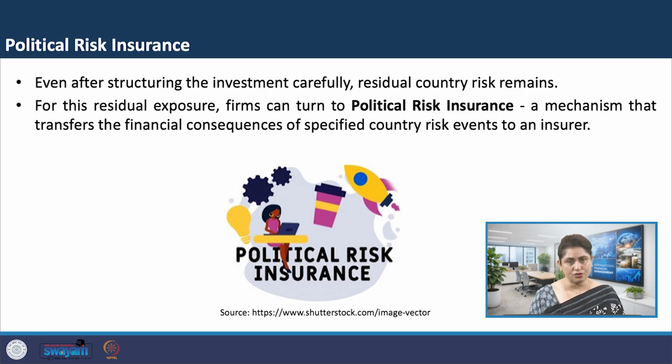Political risk insurance is a mechanism by which the financial consequences of a specified country risk, events such as expropriation, political violence, transfer restrictions, breach of contract by the government, are transferred to an insurer. If the insured event occurs, the insurer compensates the firm for its losses up to the coverage limit.